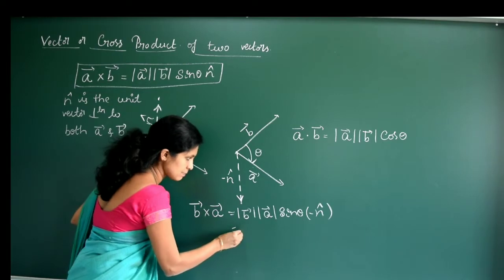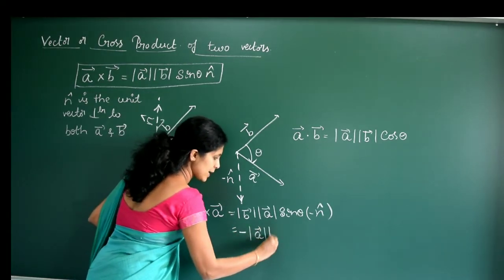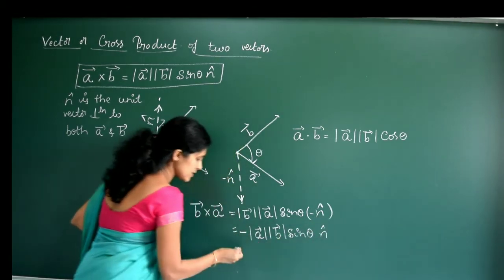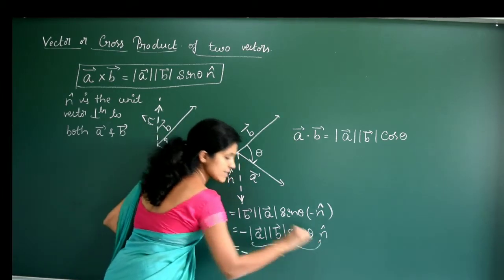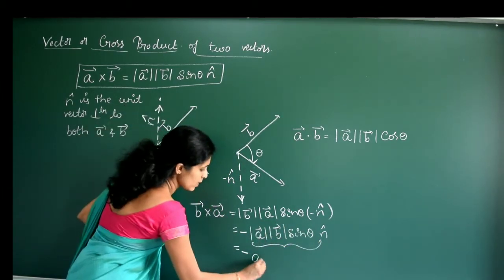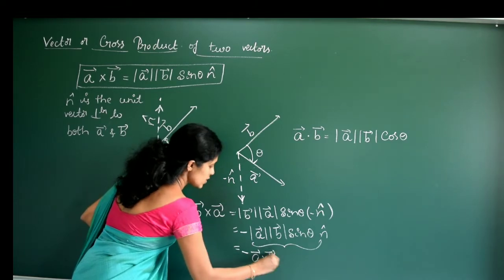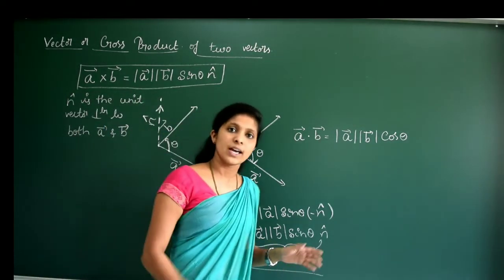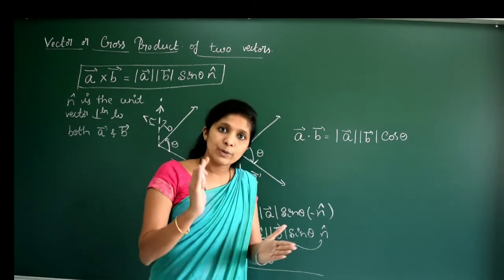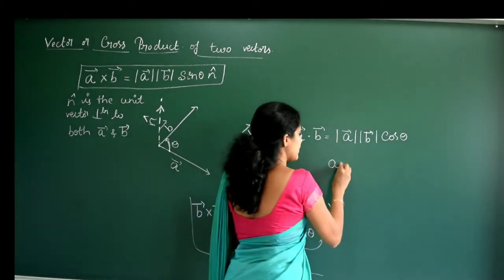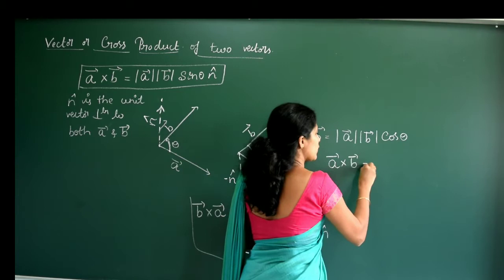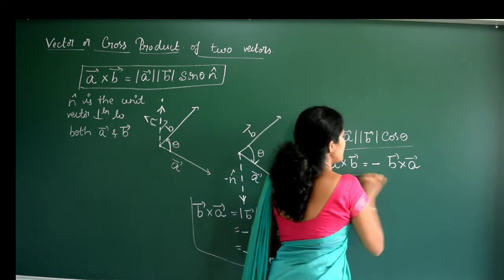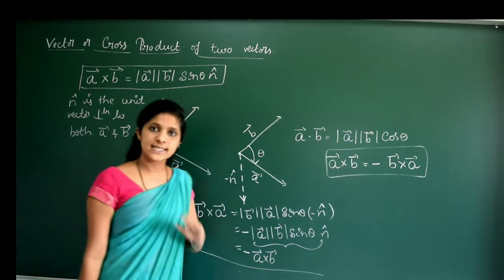So this can be written as minus of magnitude of a vector, magnitude of b vector, sin theta into n cap. So this is equal to minus a vector cross b vector. By this we can say that cross product is not commutative. If you consider the dot product, a vector dot b vector will be equal to b vector dot a vector. But in this case, a vector cross b vector will be equal to minus b vector cross a vector. So this is not commutative. Remember this, vector cross product is not commutative.